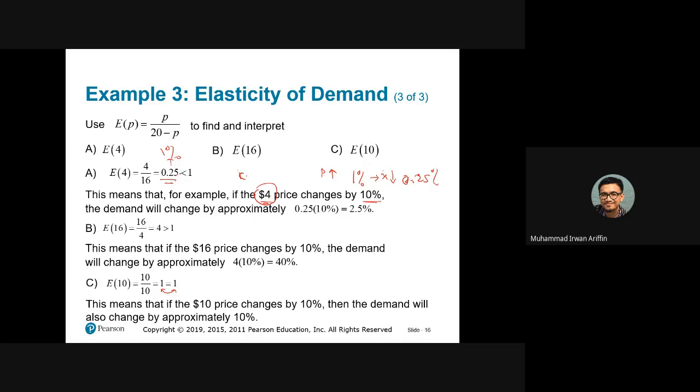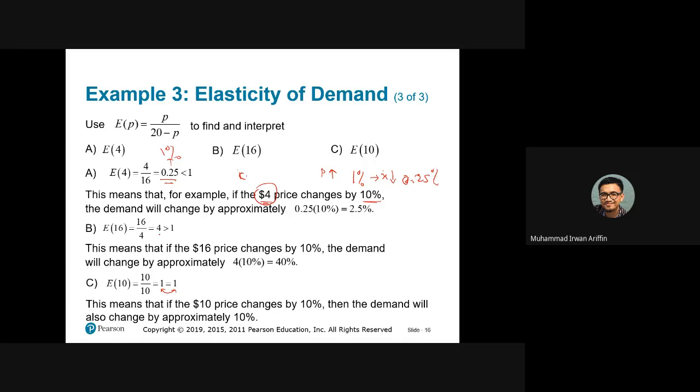But when the elasticity is less than 1, we increase the price by 10%, but demand only goes down by 2.5%, which is smaller. This is what we term as inelastic. Even when price goes up by such a big amount, demand only falls by a small amount. In other words, people are not sensitive to changes in price. It will not really affect their demand. They will still buy that good even when the price has gone up. This is what we term as inelastic demand.